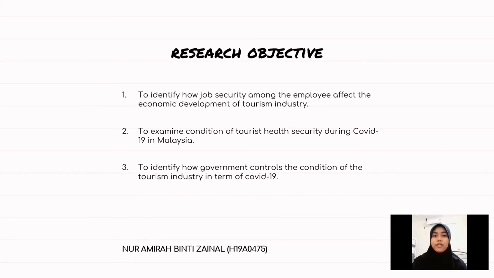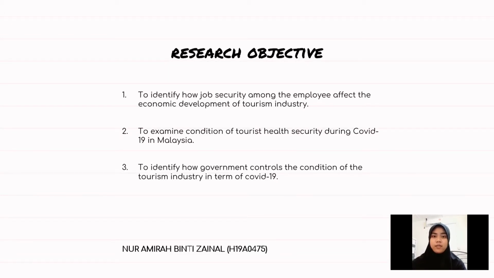So for our research, we have three objectives. The first is to identify how job security among the employees affects the economic development of the tourism industry. Like we know, after COVID-19 spread in our country, companies like hotels and airlines have laid off their employees due to no tourist arrival.